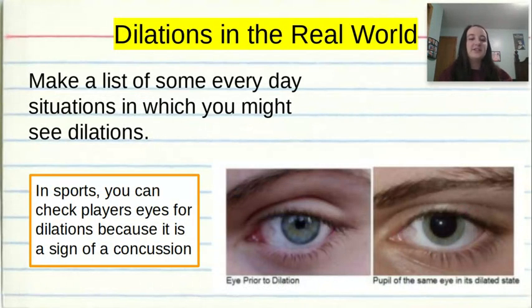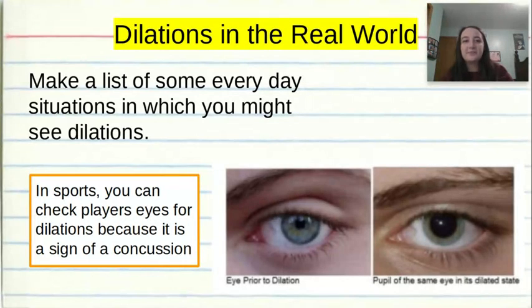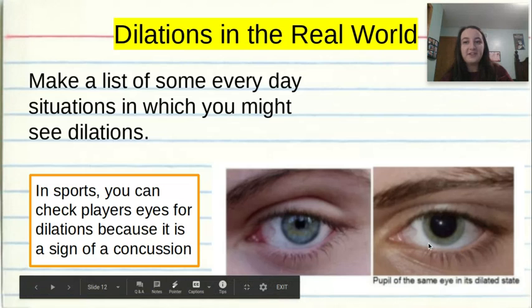Another example is your eyes. As a volleyball coach, I need to know whether my players have a concussion, and one of the ways I can check that is by looking at their eyes. As you can see here, this is where your eye is normal. You have that small little black dot. After it's been dilated, it'll be larger like that. So if my player hit their head on something, I'll pull them to the side and look at their eyes to see if they're dilated. Because if they're dilated like this, that's one sign of concussion, and then they'll need to sit out.